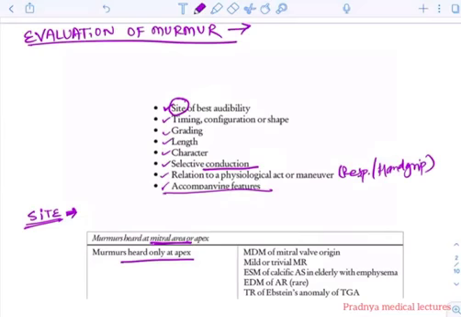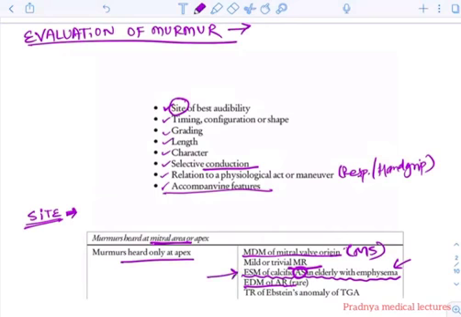which are those murmurs which are heard best at the mitral area? Mid diastolic murmur of mitral valve origin, which is the mitral stenosis murmur, mild or trivial mitral regurgitation murmur, then early diastolic murmur of AR, then ejection systolic murmur of calcific AS in the elderly with emphysema. Now why will the aortic stenosis murmur be heard more in the mitral area?